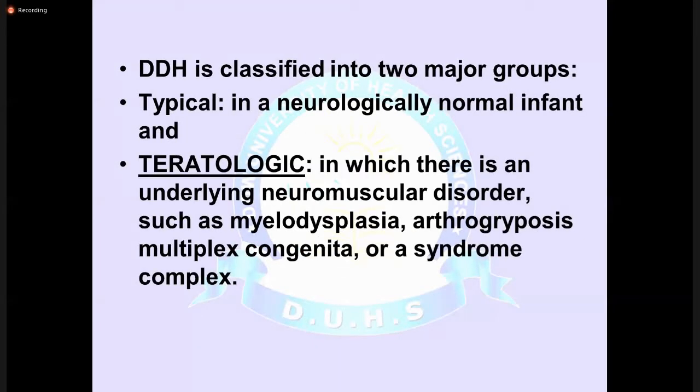It is mainly classified into two major groups. The typical one is in neurologically normal infants. They have only isolated developmental dysplasia of the hip. And the other is teratologic, a condition in which there is an underlying neuromuscular disorder, such as myelodysplasia, arthrogryposis multiplex congenita, or any syndrome complex. So it is associated with underlying neuromuscular disorders, and this type is known as teratologic.